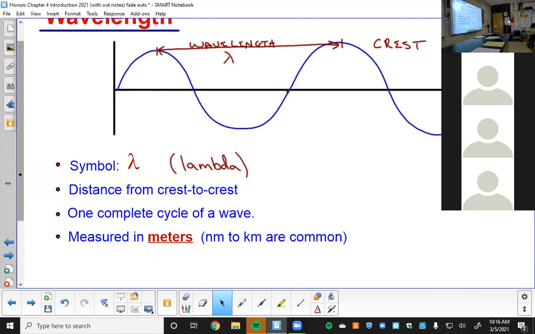Although we're going to use meters when we enter it into our mathematical equation, because we have to make our units align with the constants that we're going to be using. We will encounter wavelengths that go down to the nanometers, all the way up to the kilometers. So a pretty huge range of wavelengths that we might be dealing with. Okay, with that.